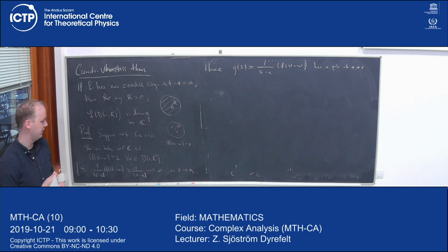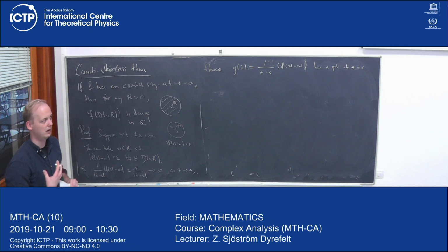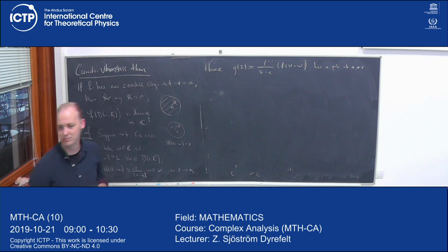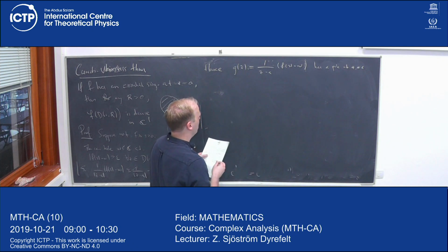Sometimes, by the way, you can sloppily include a removable singularity in a pole. Instead of always saying pole or removable, you say just pole, and you view a removable singularity as a pole of order 0. So it's not really a pole. Now this is a pole. So what does this mean?